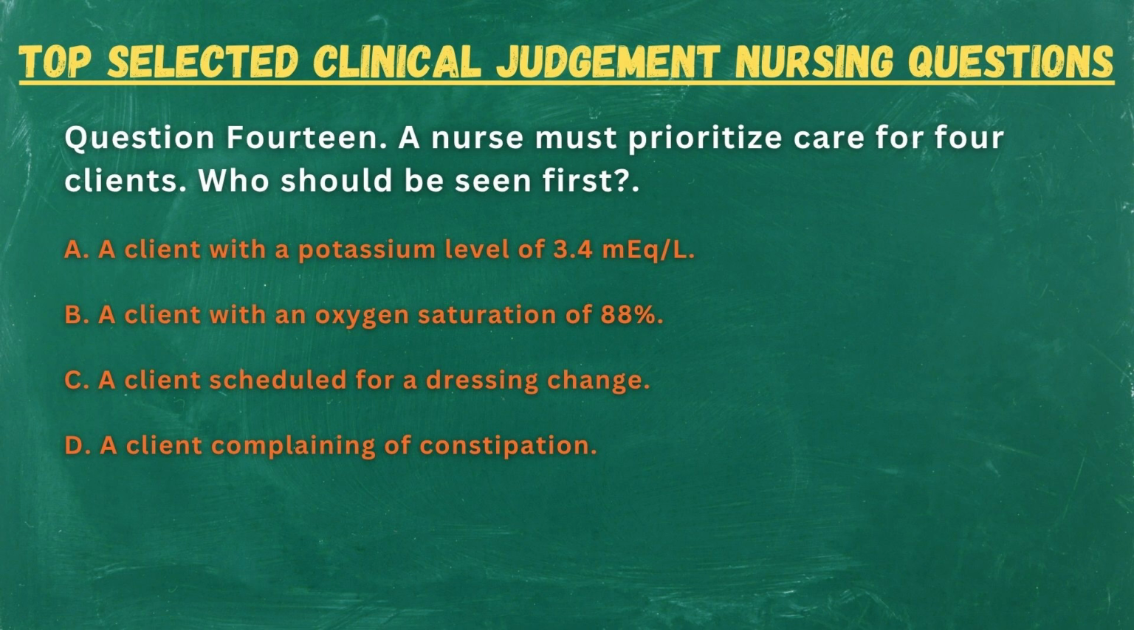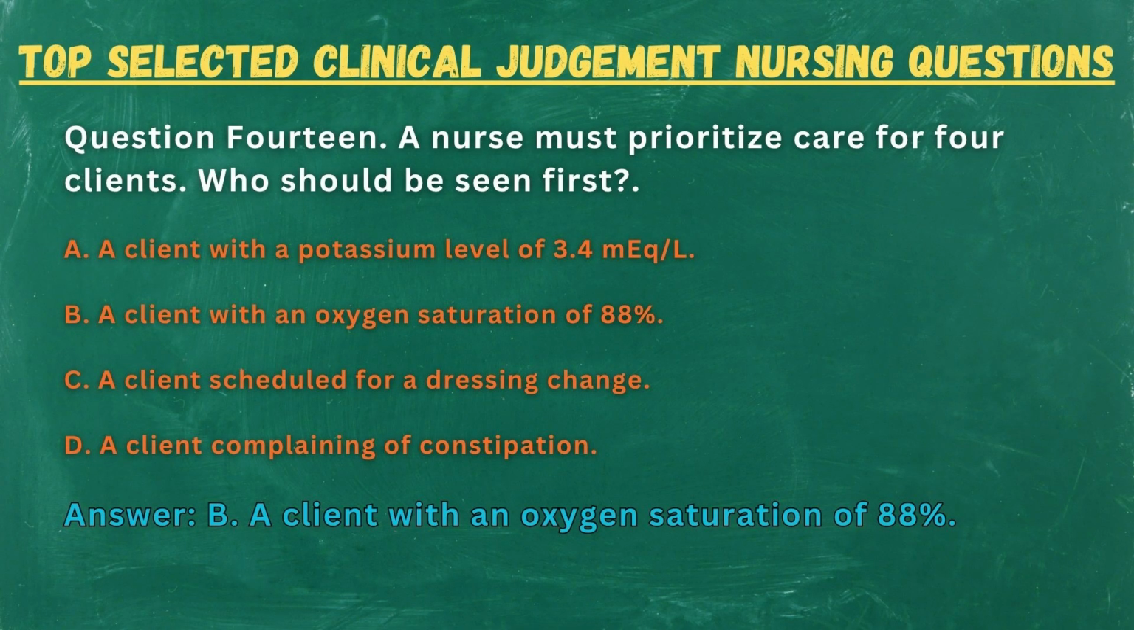A. A client with a potassium level of 3.4 milliequivalent/L. B. A client with an oxygen saturation of 88%. C. A client scheduled for a dressing change. D. A client complaining of constipation. Answer. B. A client with an oxygen saturation of 88%.